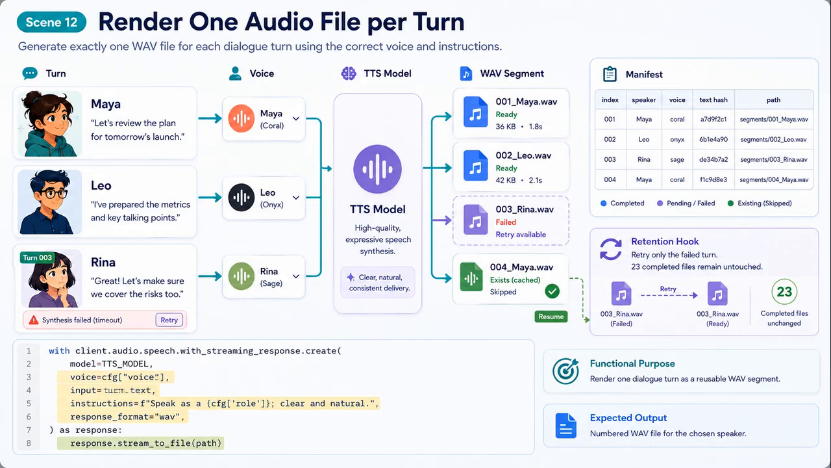Existing segment files can be skipped, so an interrupted run resumes without regenerating completed speech. A manifest records the turn number, speaker, text hash, voice, and output path. Rate limit and network failures should use bounded retries with backoff rather than an endless loop. The terminal should show progress clearly without printing private document text or API credentials.